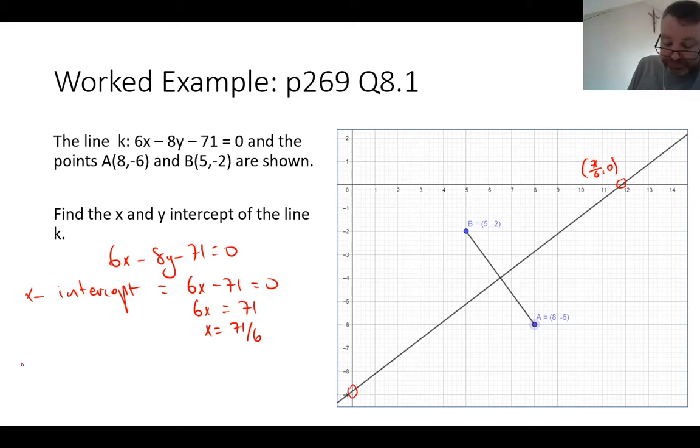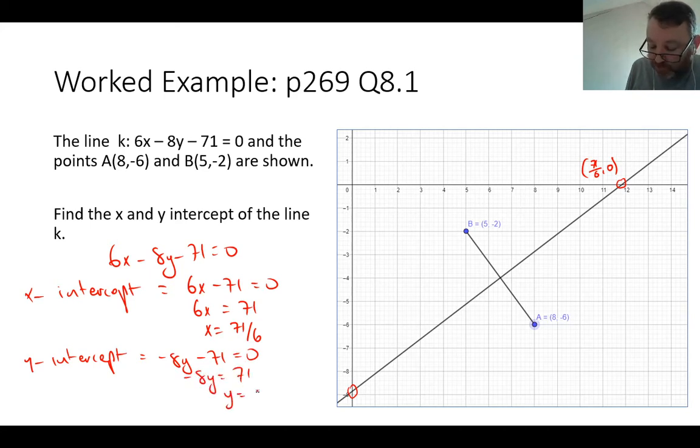What about down here? What about the y-intercept? Well, the y-intercept is that you rewrite the equation with no x. So -8y - 71 = 0. -8y = 71. So y is 71 over -8. And again, leave it as a fraction. So this point here has no x because it's on the y-axis, and the y-intercept is (0, 71/-8). So there's your x-intercept and there's your y-intercept. Give back your intercepts as points. Don't give them back as just values of x and y. Give them back as a point.